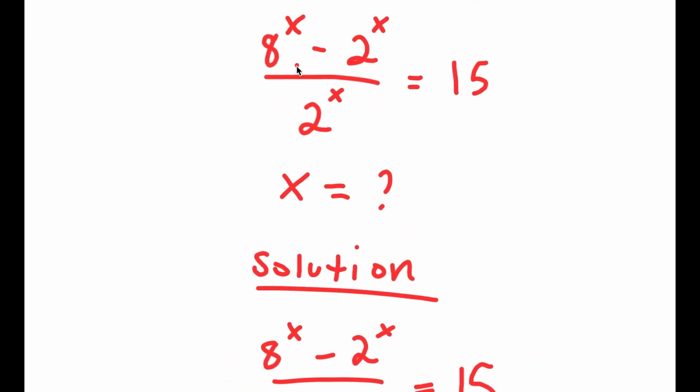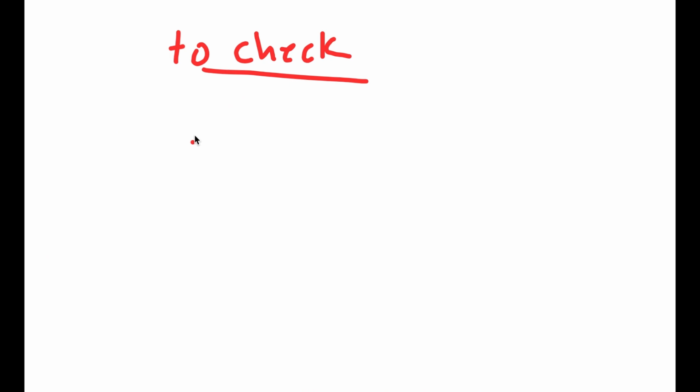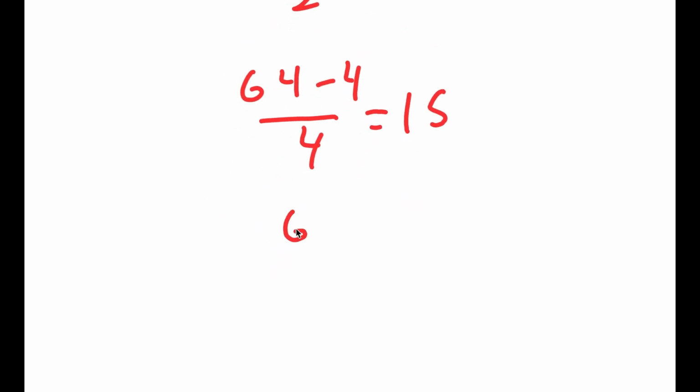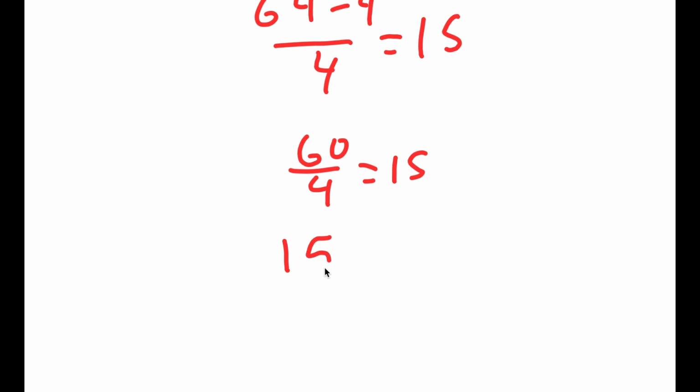my original equation was 8 to the power of x minus 2 to the power of x over 2 to the power of x is equal to 15. Since x equals 2, I have 64 minus 4 over 4 is equal to 15. 64 minus 4 is 60. 60 divided by 4 is 15. So I get 15 is equal to 15. This is right.